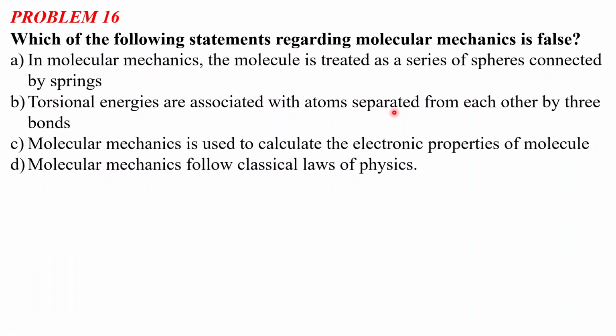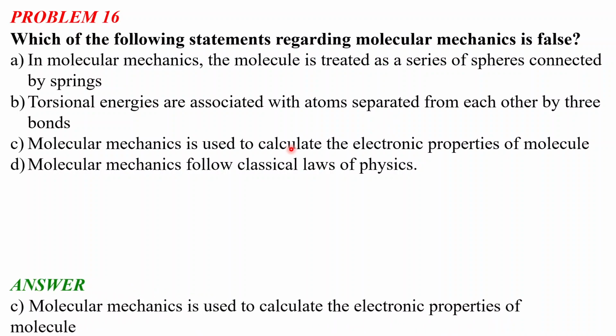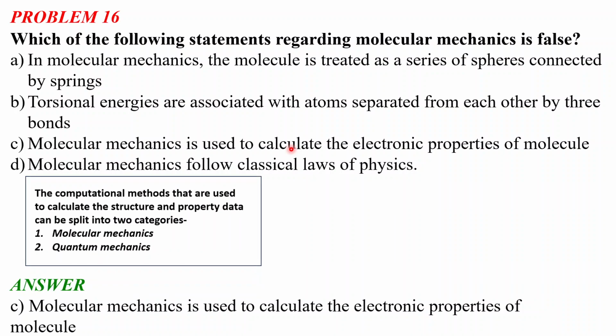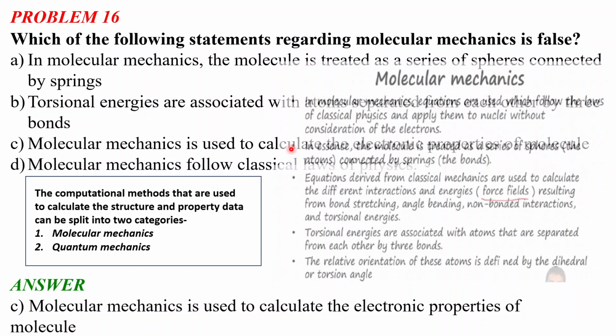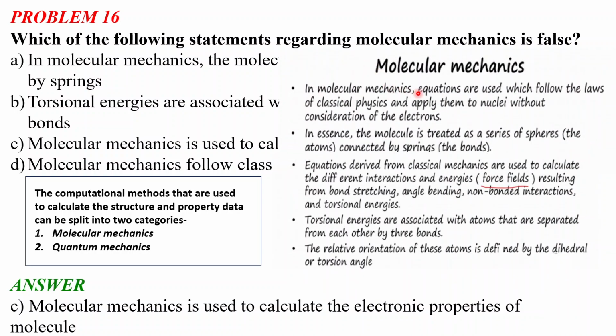So the statement which is false regarding molecular mechanics will be number C: molecular mechanics is used to calculate electronic properties of the molecule. This statement is false. The computational methods used to calculate structure and property data can be split into two categories: molecular mechanics and quantum mechanics. In molecular mechanics, equations which follow the laws of classical physics are applied to the nuclei without consideration of the electrons.